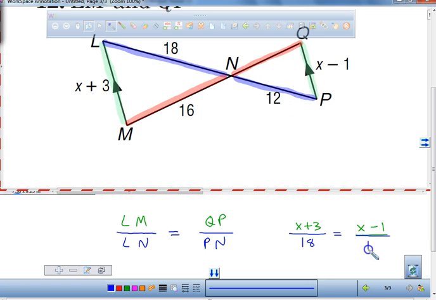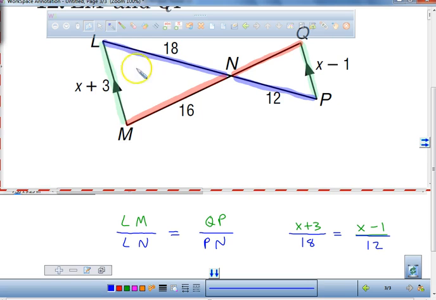And P to N is 12. So at this point, this is your proportion that you're going to be setting up. So let's read over the problem. It says, identify the similar triangles. Okay, so we're going to write a similarity statement. It says, find x and the measures of the indicated sides and explain the two possible scale factors, whether it's an enlargement versus a reduction.